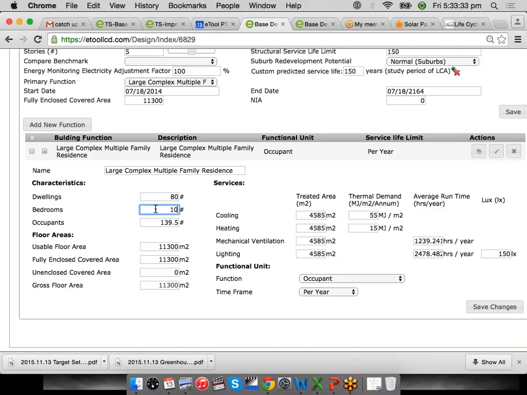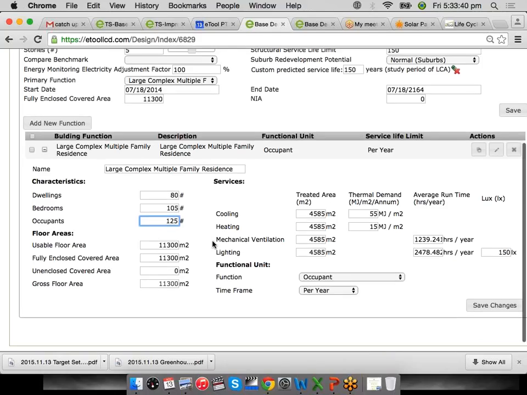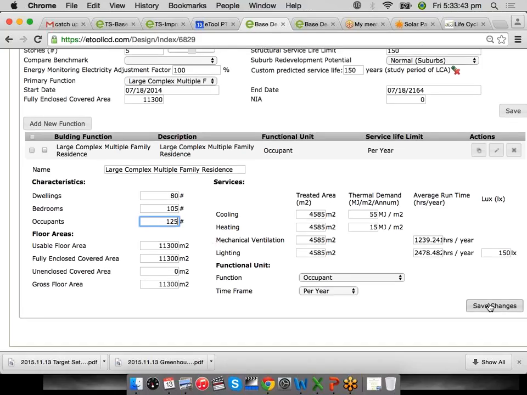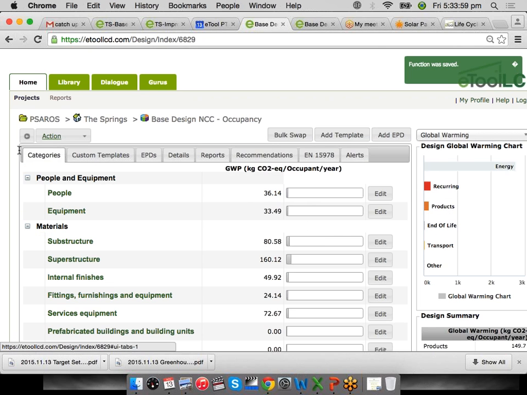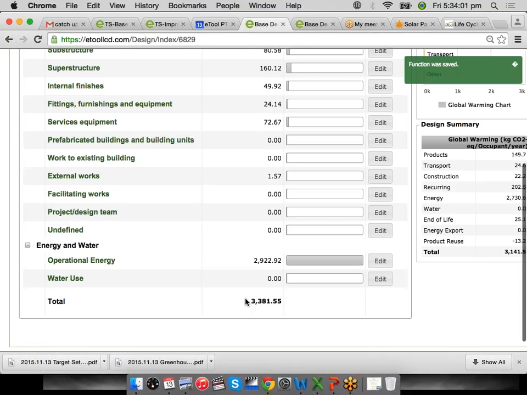If you go here and change the occupancy, so let's say this is the original design. It's 101. What was it? 105, and then 125 occupants. And all the modeling, it's all related to occupancy. All the formulas for energy use, it's all using this variable here. So when I change it here, everything gets updated automatically. So we go from that 3,100 to 3,300.